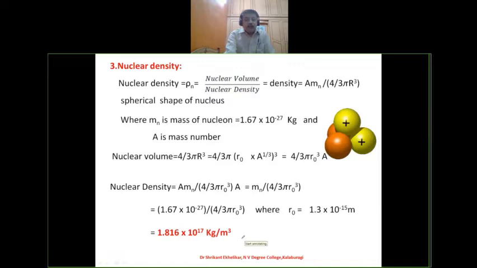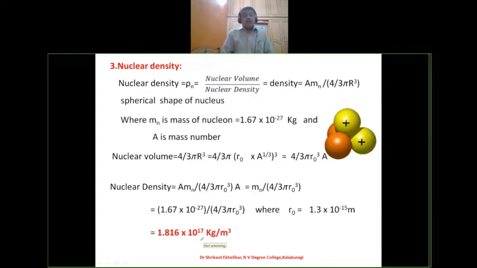So, you look at the magnitude, it is plus 17. The nuclear density is very large. Therefore, what Rutherford said is that inside an atom, the whole mass of the atom is concentrated at a single point, which is positively charged. If the whole mass is concentrated into a single point, it means the density at that point is very large, and you can see how large it is, 1.8 into 10 to the power plus 17.